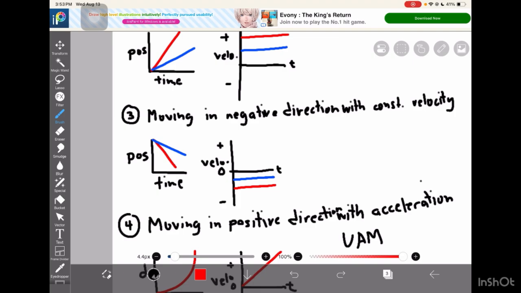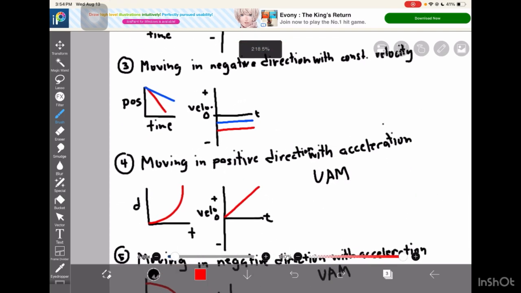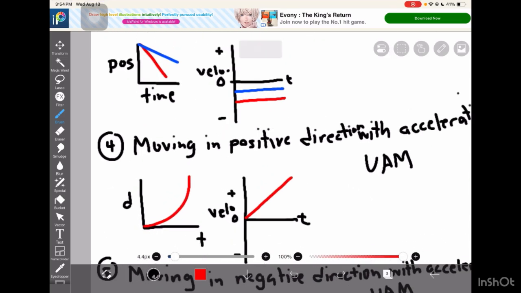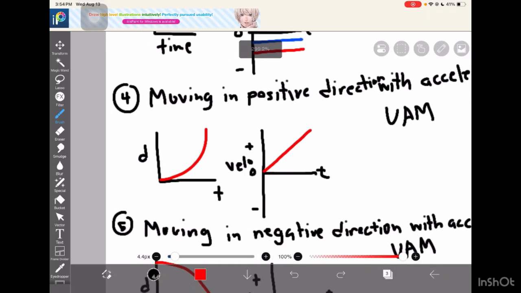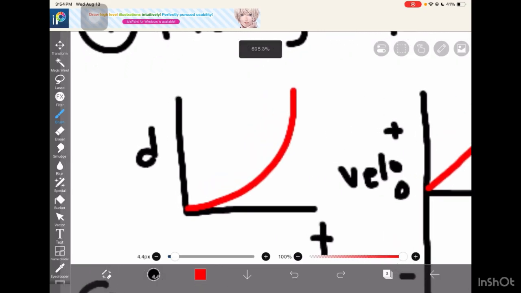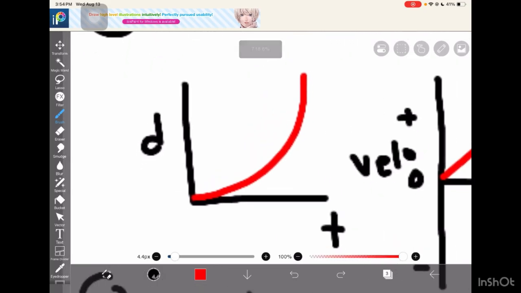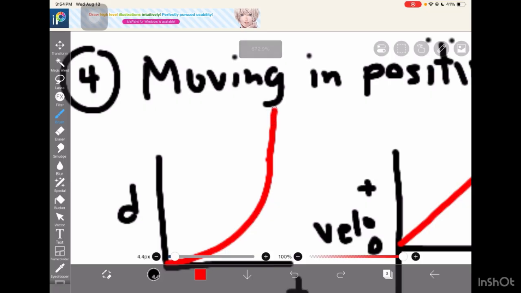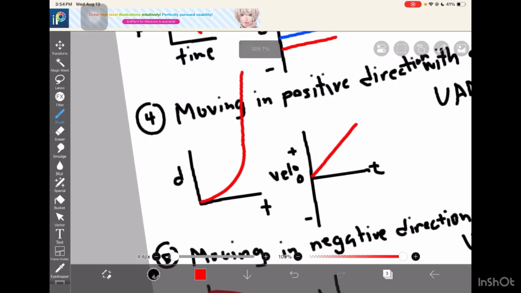Now our velocity is not constant anymore. First one, moving in a positive direction with acceleration. That means we're speeding up. As you can see, we have a curve now. But why is that the case? As time moves on, we start off slow, but eventually we get faster and faster and faster. So something like that.